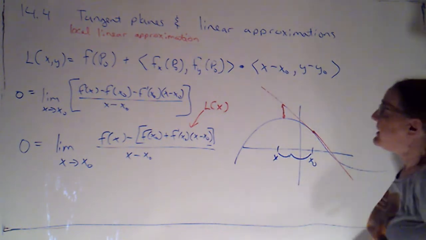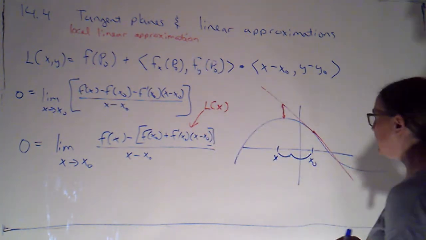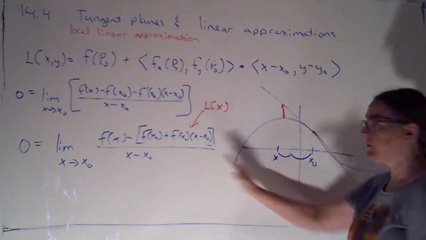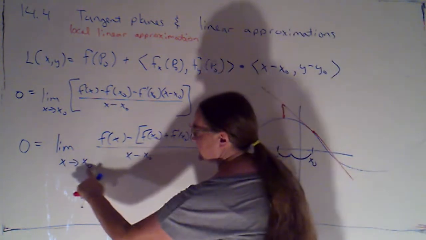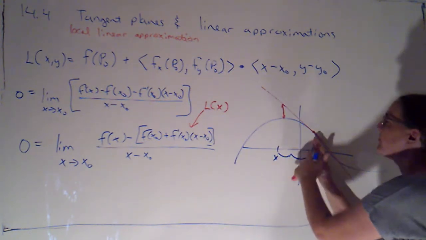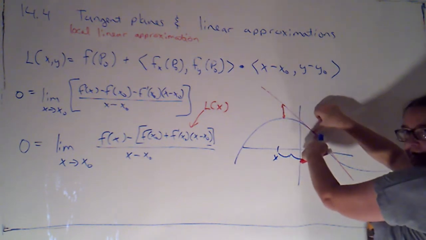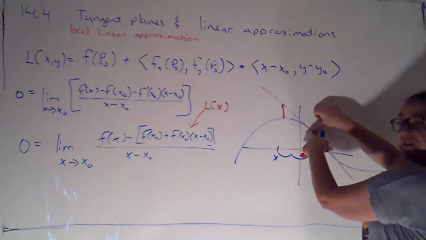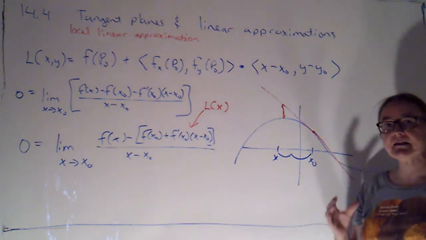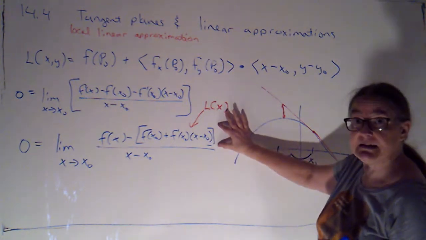Now, if I look at this, as x approaches x naught, both the top and the bottom of this fraction are going to 0. Of course, we're taking the limit as x goes to x naught, so x minus x naught is definitely going to 0. But as I get closer and closer to the point of tangency, that vertical gap also shrinks to 0 because the line and the curve agree at this point. So this fraction right here is giving me an indeterminate form.